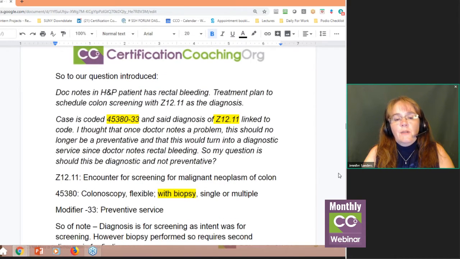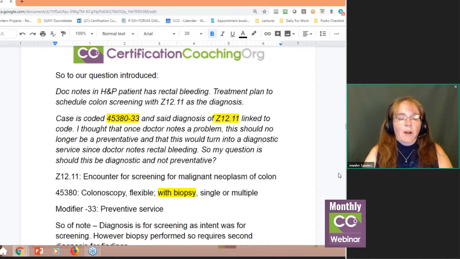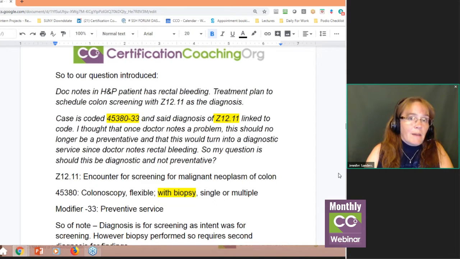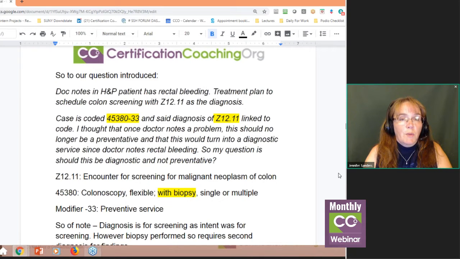But the question that they gave in the very beginning, and I brought it back down here again so we can remember what it was, is they coded it 45380 with a 33 modifier, the diagnosis of Z12.11. And so I just wanted to break this out a little bit more. Z12.11 is encounter for screening for malignant neoplasm. 45380 is a colonoscopy, flexible colonoscopy with biopsy. So they did something while they were in there. And we only have the one diagnosis of Z12.11.